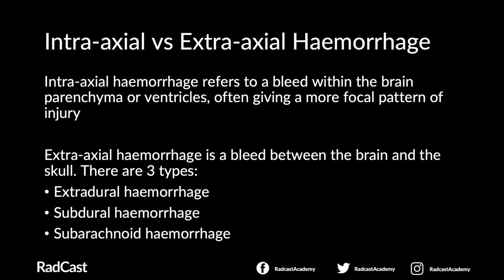Okay, so now we're just going to classify intra versus extra-axial hemorrhage. Okay, intra-axial hemorrhage refers to a bleed within the brain parenchyma or ventricles, often giving a more focal pattern of injury, whereas an extra-axial hemorrhage is a bleed between the brain and the skull. There's 3 types of extra-axial hemorrhage. There's an extradural hemorrhage, a subdural hemorrhage, and a subarachnoid hemorrhage.